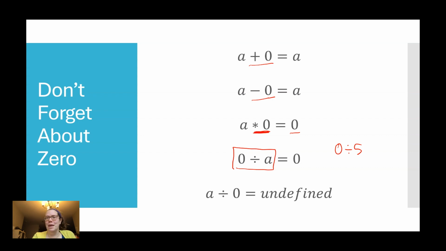We have nothing. But when you flip it the other way, you have 5 divided by 0. This is undefined, because how can you decide how many nothings there are in something? So whenever we're dividing by 0, we should hear alarm bells going off in our head. That is always going to be an undefined answer, because we cannot divide a non-zero number by 0. 0 divided by 0 is its own little thing.